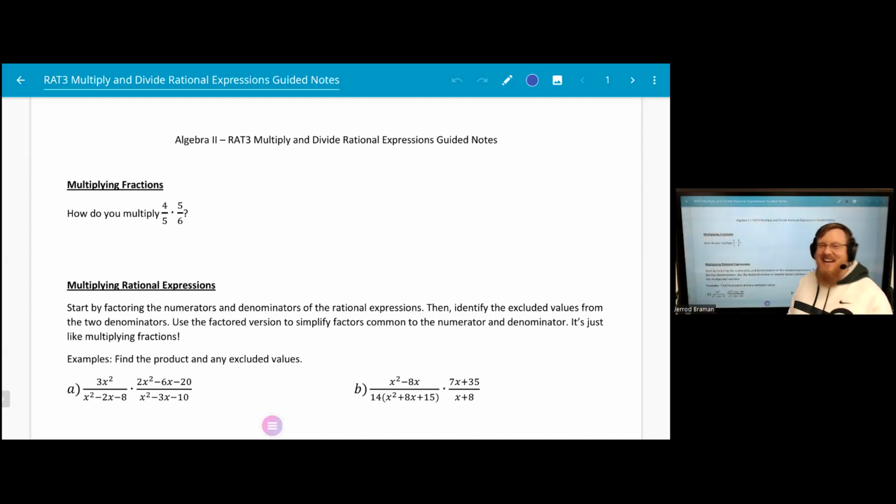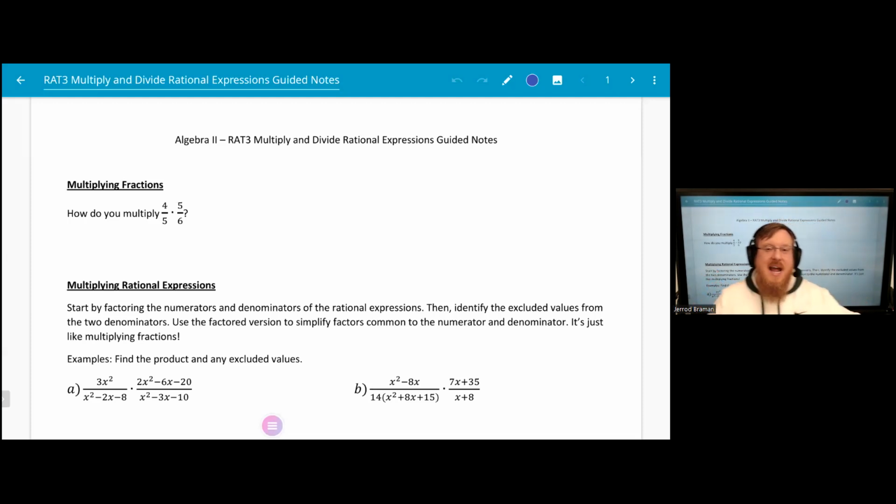Today, Algebra 2, what we're going to take care of is multiplying and dividing rational expressions. We probably just finished adding and subtracting rational expressions, so you understand the concept of excluded values where the denominator can't be zero. Personally, I think this is more straightforward than adding and subtracting, but let's go ahead and take a look.